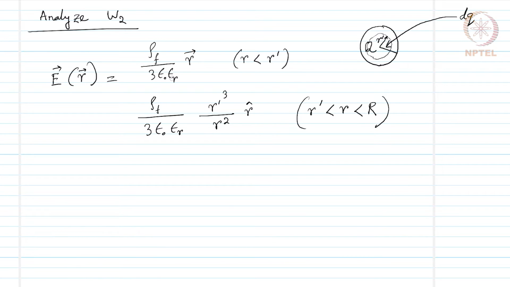So, capital R is this much, and the electric field outside the sphere would be rho f over 3 epsilon naught, r prime cubed over r squared, r cap, outside the sphere.